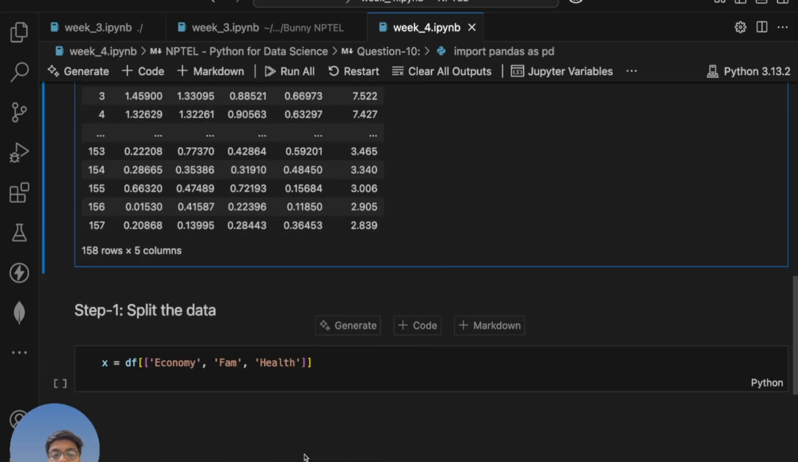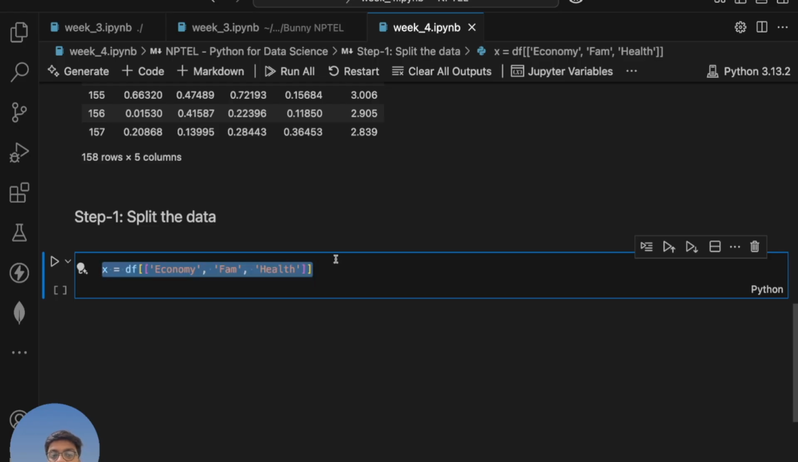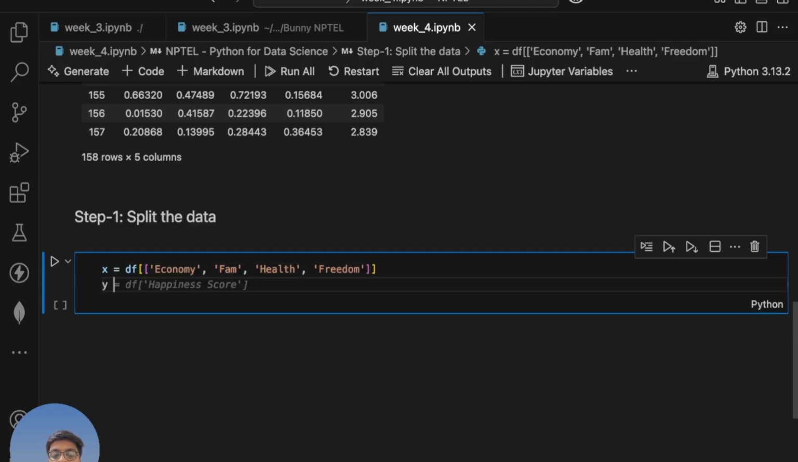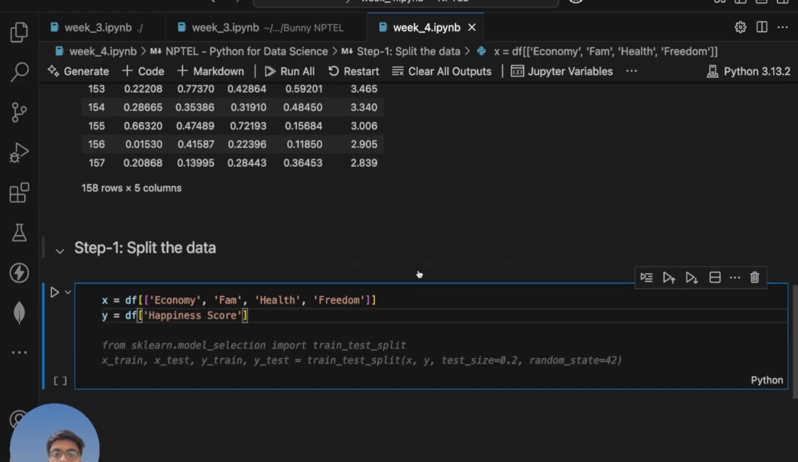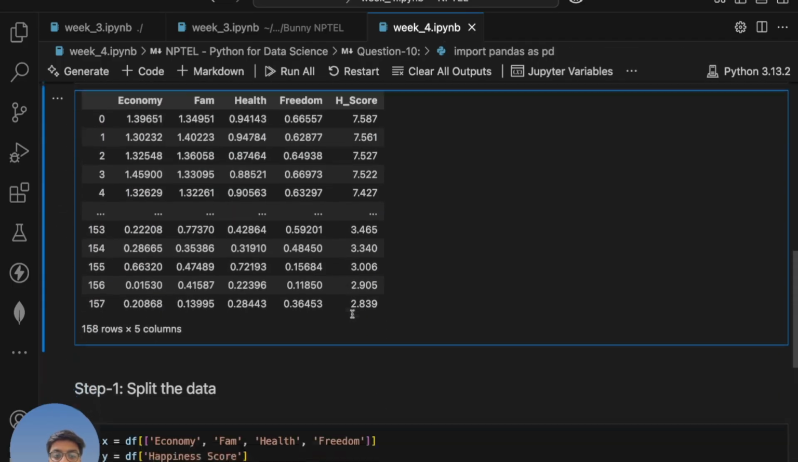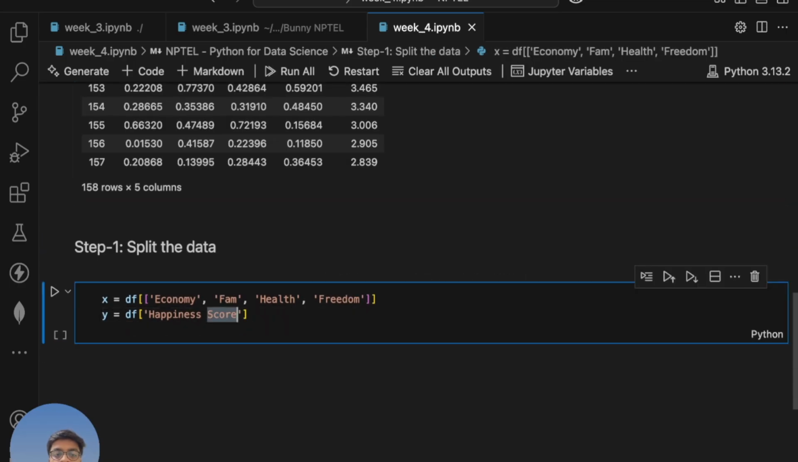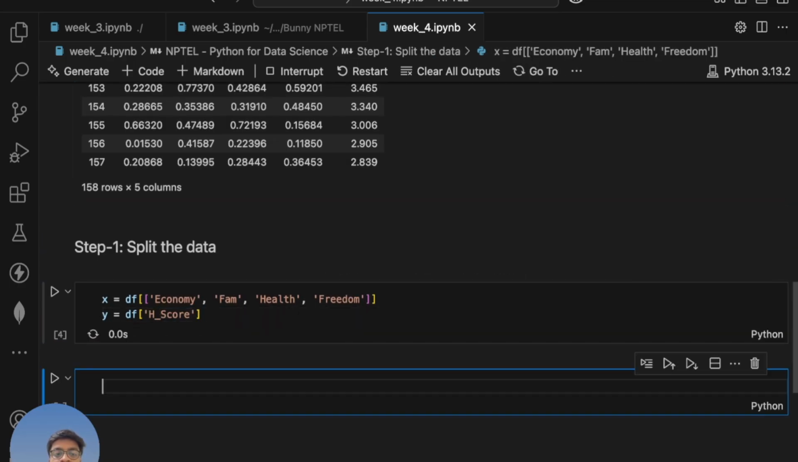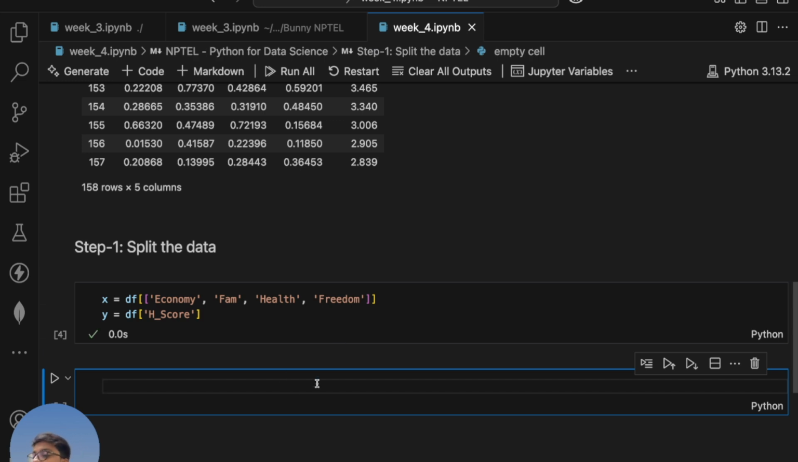We are just doing a linear regression model and finding the accuracy. What's the accuracy coming out over there? Y is, but this is not happiness score, this is H score. So what we did here is X is what influences happiness and Y is the happiness score itself. Now we are splitting our data into train and test.